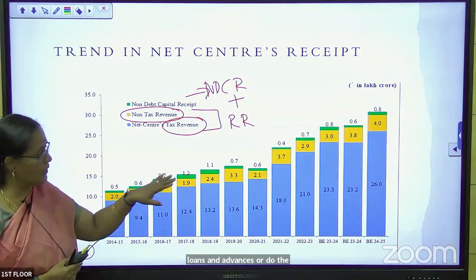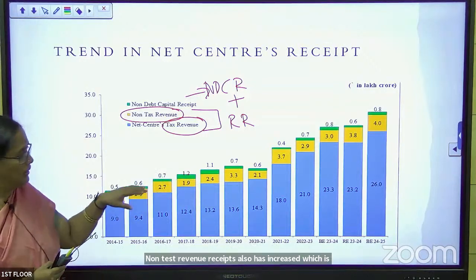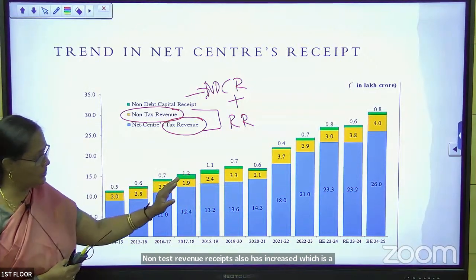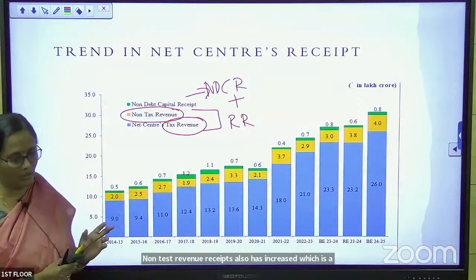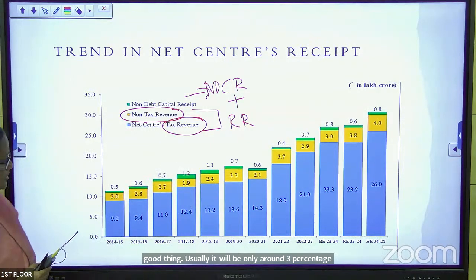Non-tax revenue receipts also have increased, which is a good thing. Usually it will be only around 3%. For the first time, they are also projecting it to go up to 4%.